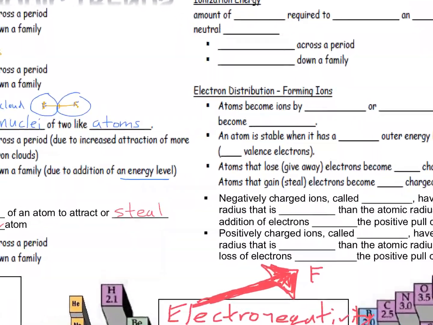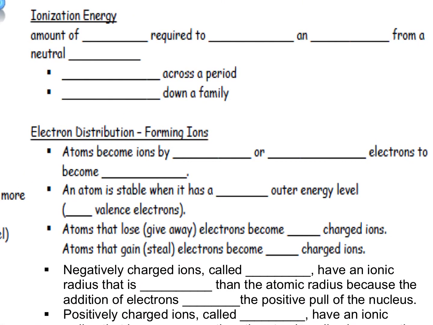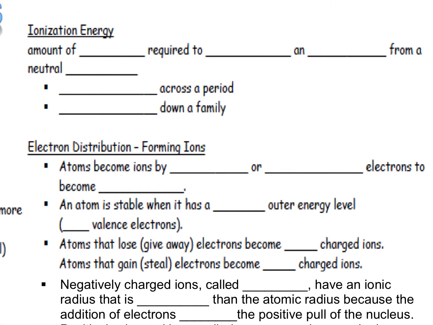My next one, ionization energy. This is the amount of energy required to take an electron from a neutral atom. So if I want to take an electron from something, I'm going to have to add energy. I'm going to have to do something to actually attract that electron away from that positive nucleus.